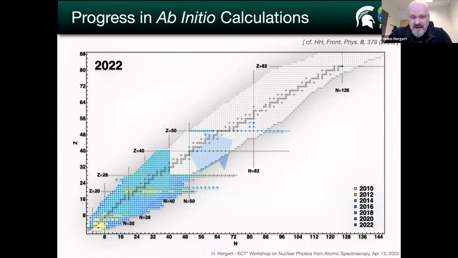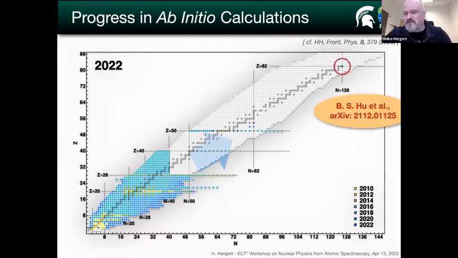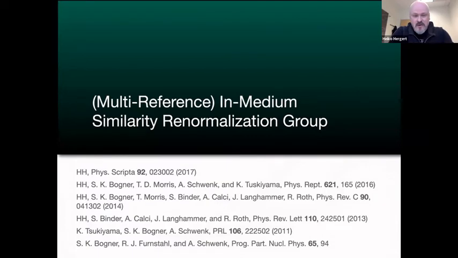And you will notice, if you know the previous version of this chart, it stopped in the tin region, but as of December last year, lead 208 has actually been added. So there has been progress in how to handle the 2 and 3 nucleon forces in these heavy nuclei and to remove basis truncation artifacts that will allow us now to really push up into this region of heavy nuclei, let's say. Okay, so the tool that we're using is the multi-reference, possibly in-medium similarity renormalization group.